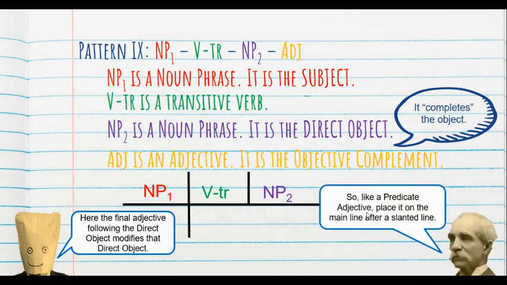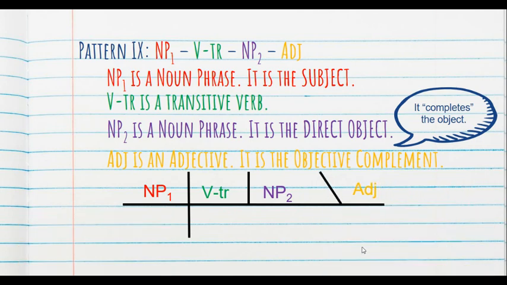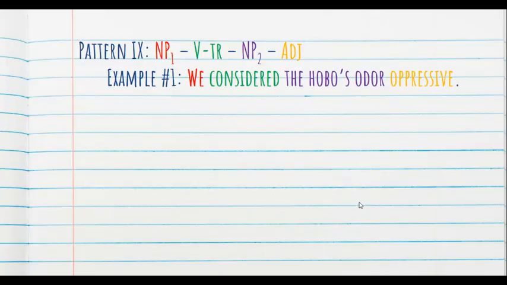So just like a predicate adjective in pattern 2 and 4, we're going to place it on the main line after a slanted line. So here's our slanted line, here's this adjective. This slanted line is my way of sort of pointing back. So now it's pointing back to the direct object, saying, hey, this adjective, even though it's after the direct object, describes that direct object. And this becomes what we call the objective complement. Let's take a look at an example. If I said we considered the hobo's odor oppressive, you can almost hear that there are always going to be 4 parts to a pattern 9. So we have the subject, the action verb, the direct object, and now this adjective, this objective complement.